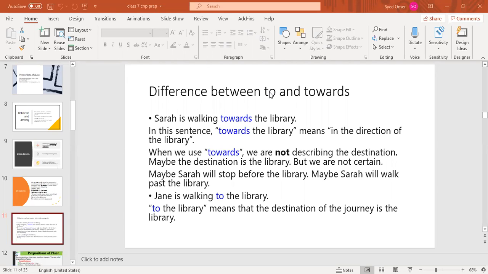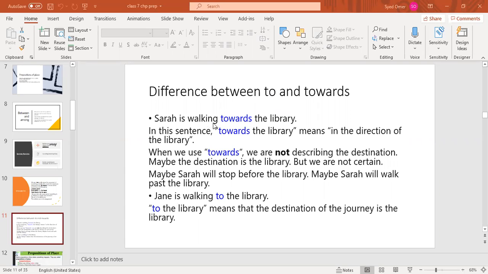Then towards and to. When we use towards, it means in the direction of some place. But if we say to, it means that we are going to that place. I'm going to the school, you're definitely going to the school, your destination is the school. I'm going to the market, I'm going to my nano's house, I'm going to the park. I'm going towards the park means you're going in the direction of the park. Maybe you will stop before the park, maybe you will walk past the park, maybe you will go to your friend's house. Your destination is not the park. Okay, into is used to show movement, and in refers to a larger area, a big area. So these are the few main differences.